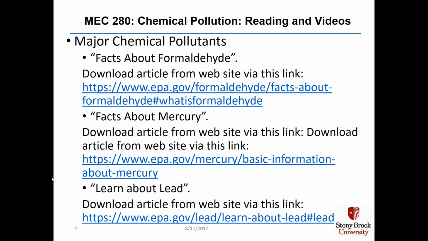These are all off the EPA website. These are major contributors when people are exposed to them of problems in human health. So the major 6 ones are on this slide. We've got formaldehyde, mercury, and lead. These are all described in the web link shown.